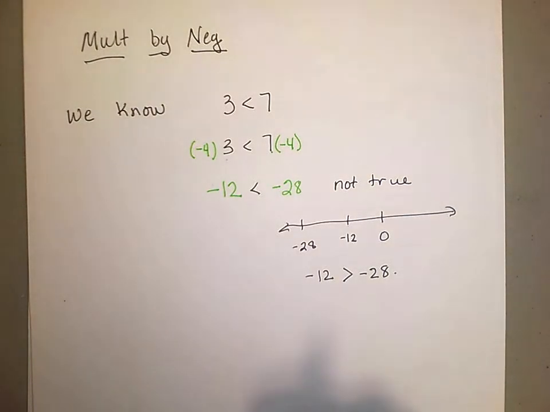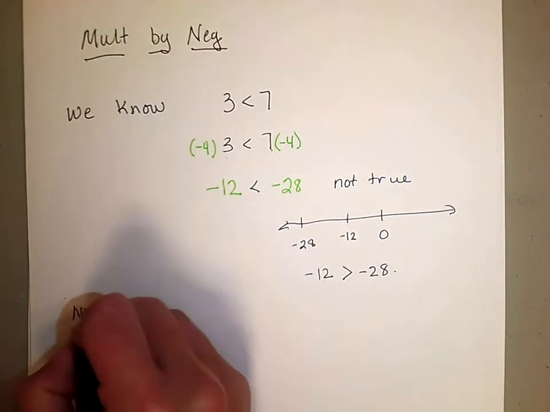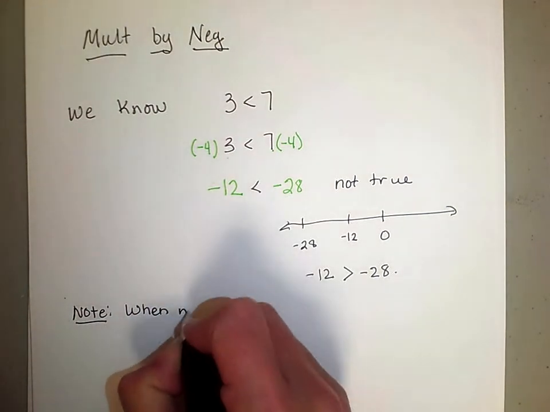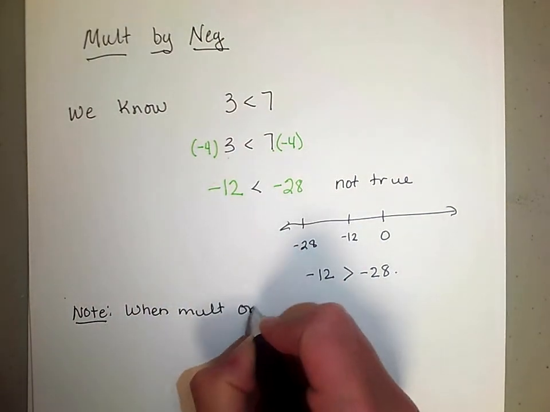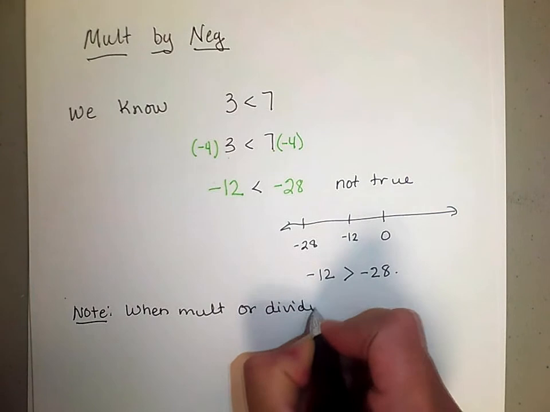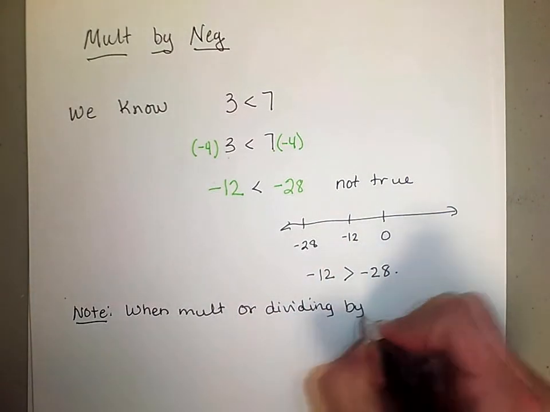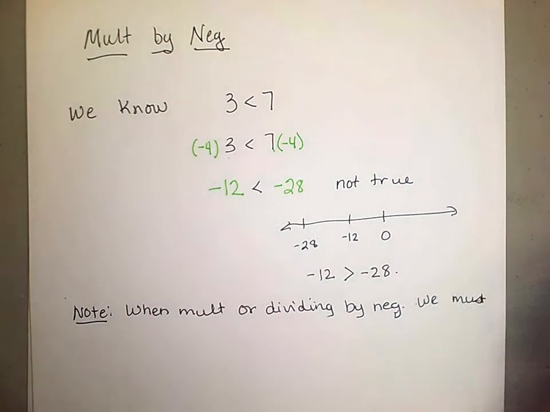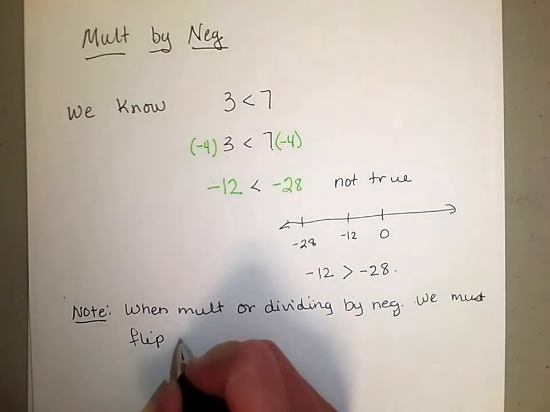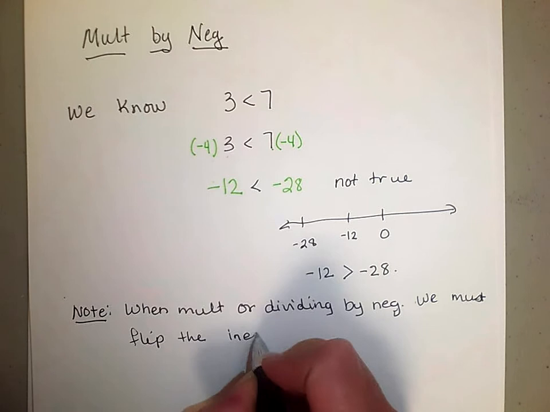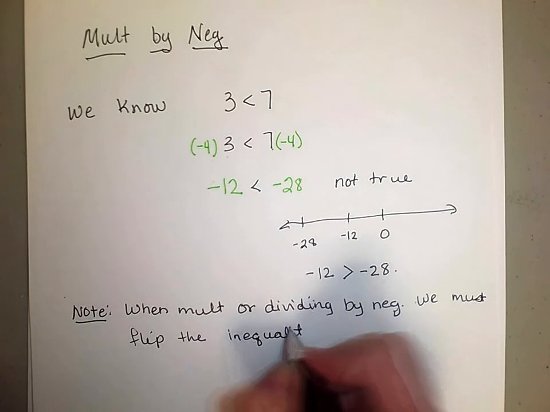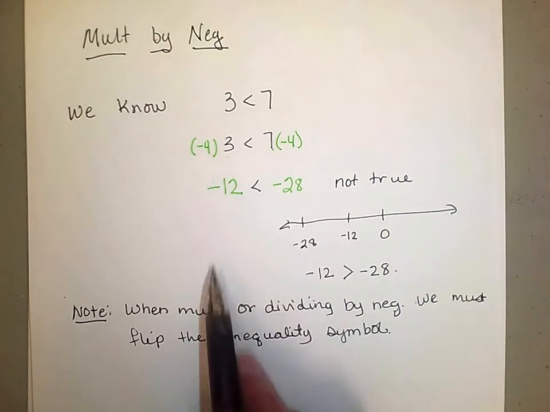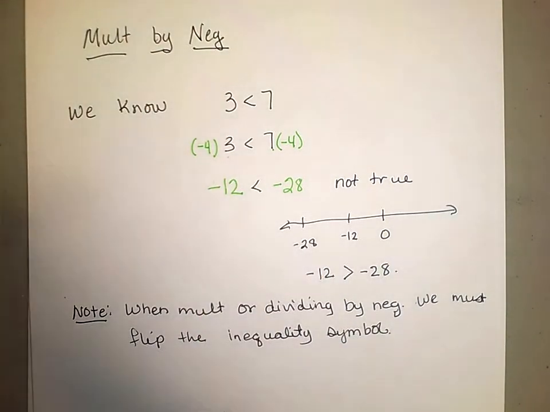So what we actually have to do when multiplying or dividing by a negative is we must flip the inequality symbol for this exact reason.